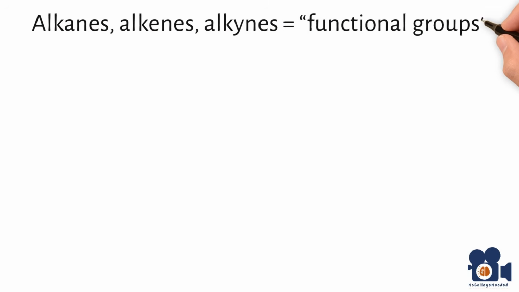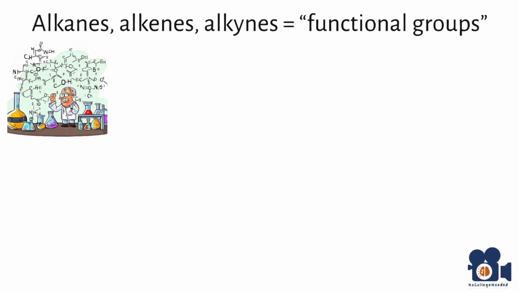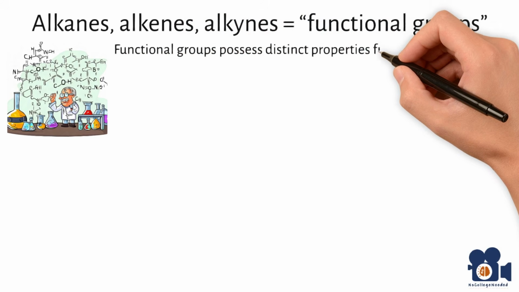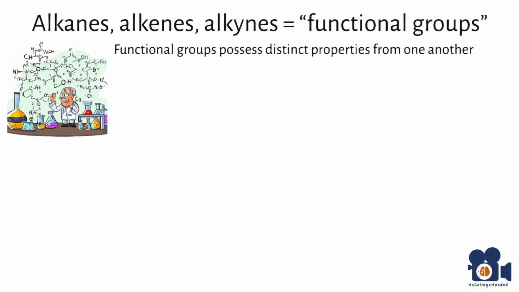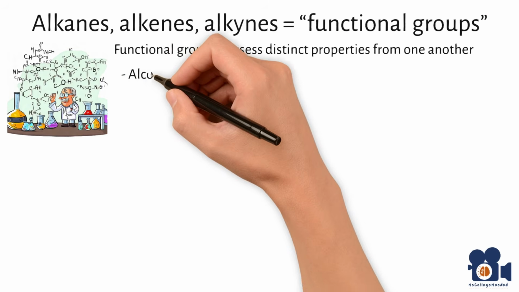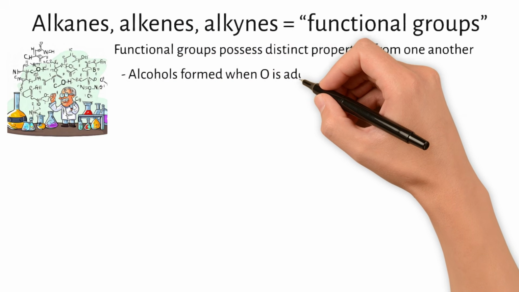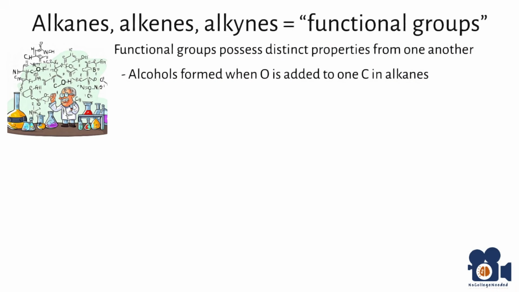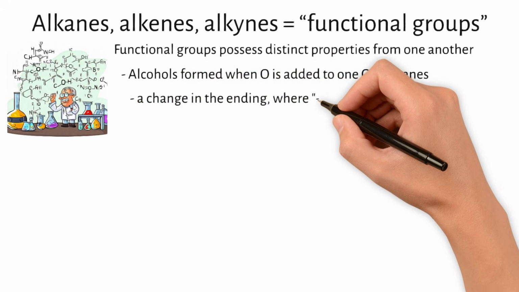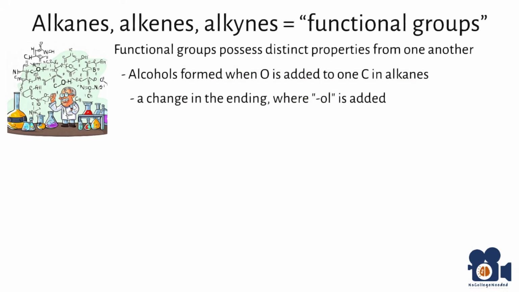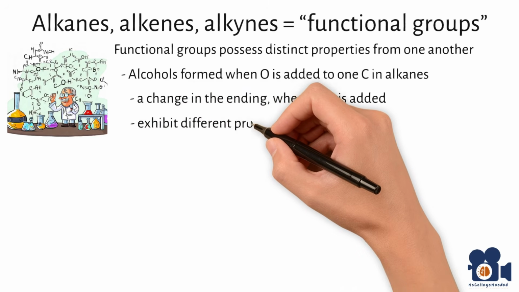Alkanes, alkenes, and alkynes are considered different functional groups within the classification system of organic compounds. These functional groups possess distinct properties from one another. Another distinct functional group is alcohol. Alcohols are formed when oxygen is added to one of the carbons in alkanes. Unlike alkanes, the naming of alcohols involves changing the ending, where OL is added to note the presence of the alcohol functional group. Alcohol also exhibits different properties compared to alkanes.